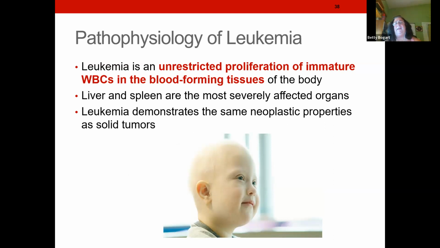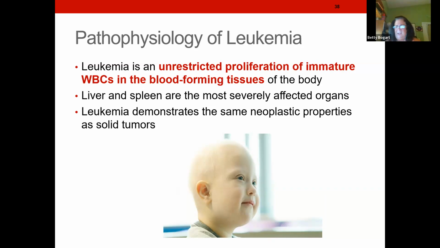So, leukemia, what is it? Unrestricted proliferation of immature white blood cells into the blood forming tissues, which means your body's making all of these white blood cells, but they're worthless. They do nothing. They're going to have nothing to do with infection. Look at that. No white cells. You don't have anything that's going to fight infection for you. So these kids, talk about immunosuppressed kids you need to protect from you. These are these children. The liver, the spleen are severely affected.